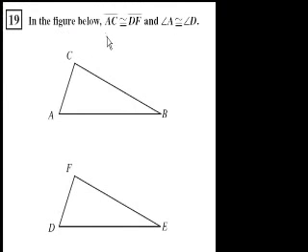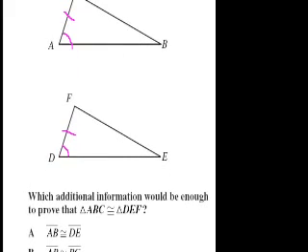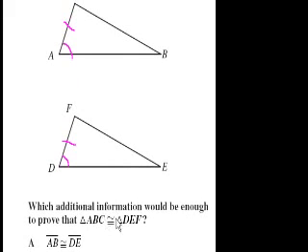In the figure below, AC is congruent to DF. Okay, so they're equal to each other. AC and DF are congruent, and angle A is congruent to angle D. Fair enough. That's angle A, that's angle D. That's what they tell us. Which additional information would be enough to prove that triangle ABC is congruent to DEF?